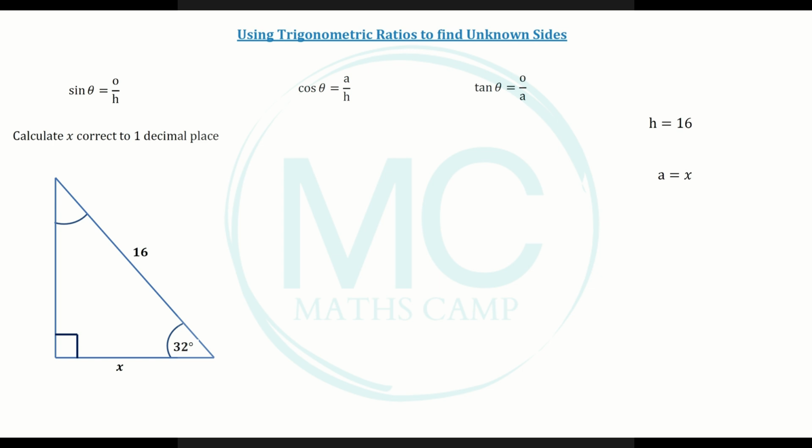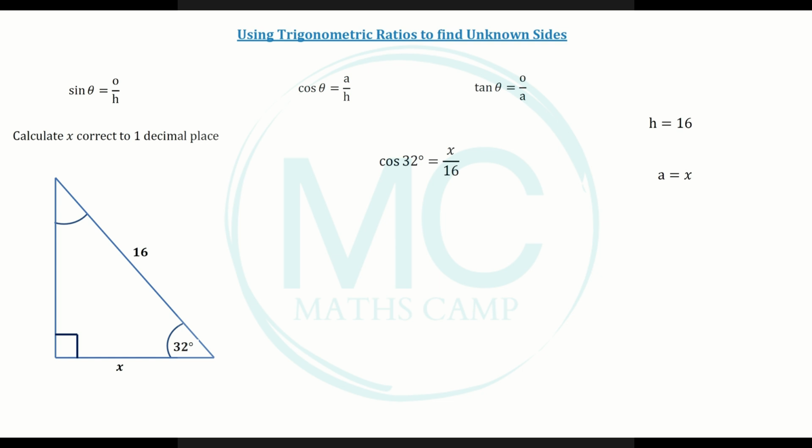So we need to use the ratio that contains both the adjacent and the hypotenuse. Cos uses both of these, and we can use this to solve for x. So we can say cos, instead of theta, we're going to use our angle, 32 degrees, is equal to the adjacent side, x, over the hypotenuse of 16.